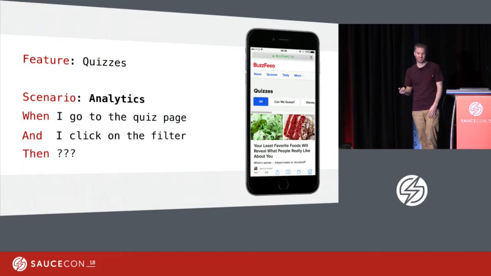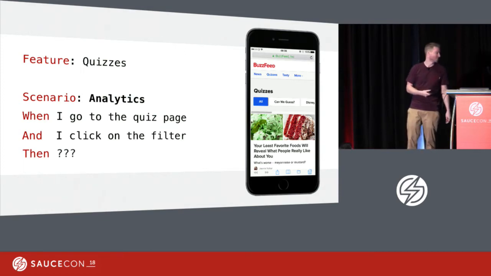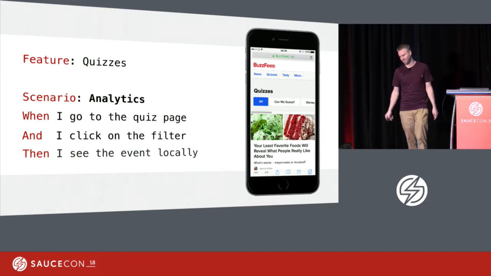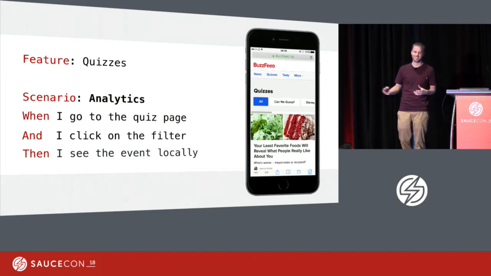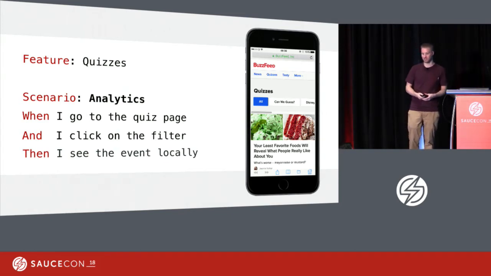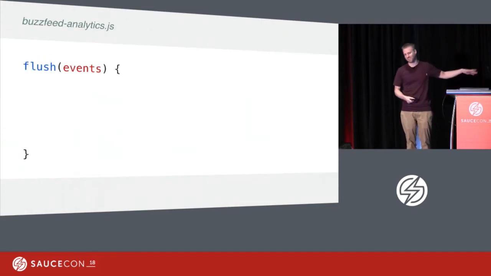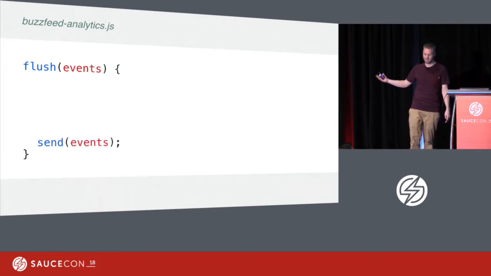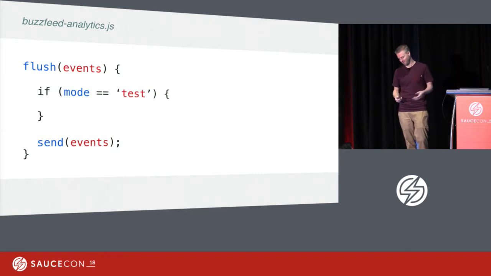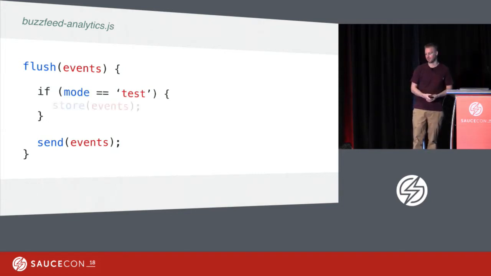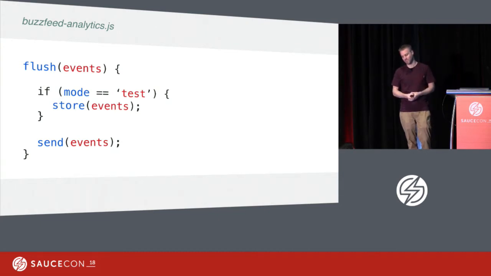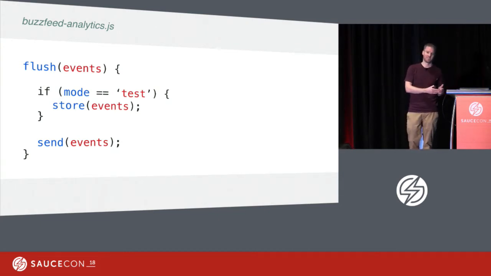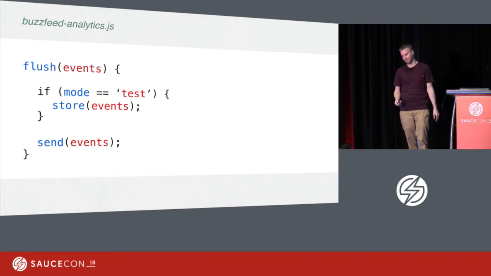So we cheated. Historically, our approach was that I will see the event locally. The way that we did this is we hijacked the requests before they were sent off, and we popped them into session storage. We had this abstraction over our analytics where we'd flush these events, sent to Pixie Dust, and if we're in test mode via some kind of query string or cookie, then we'll also store these events in session storage. Then on the assertion side, we do browser.execute, return the values of session storage, and assert them.